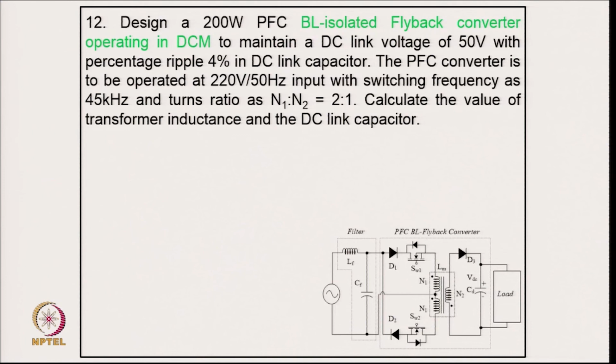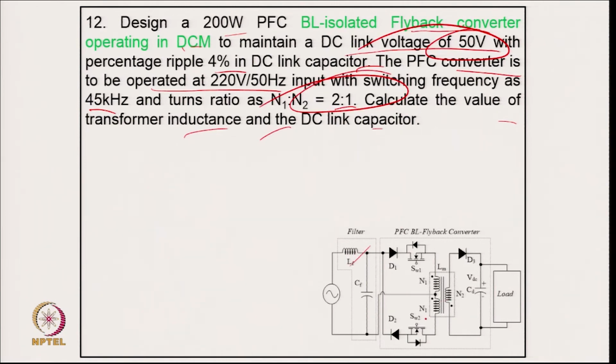Now, coming to the 12th example: the design of a 200 watt power factor corrected bridgeless flyback converter operating in discontinuous mode to maintain the DC link voltage of 50 volt with a percentage ripple of 4% in the DC link capacitor. The power factor converter is operating with an input supply of 220 volt, 50 hertz, with a switching frequency of 45 kilohertz and a turns ratio of 2 to 1. Calculate the transformer inductance and DC link capacitor for this converter.